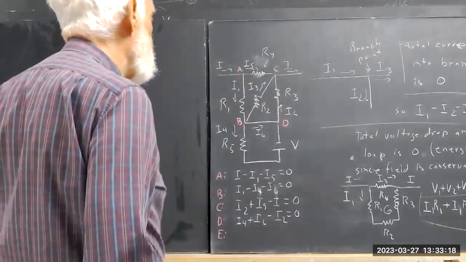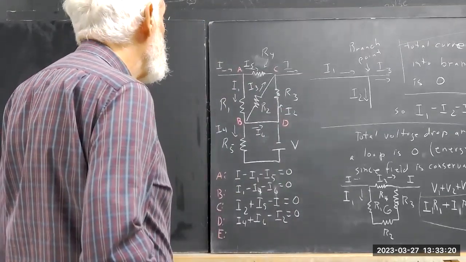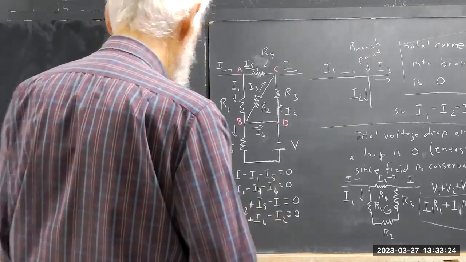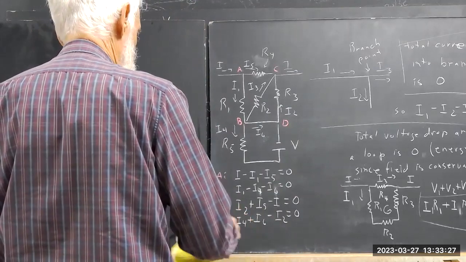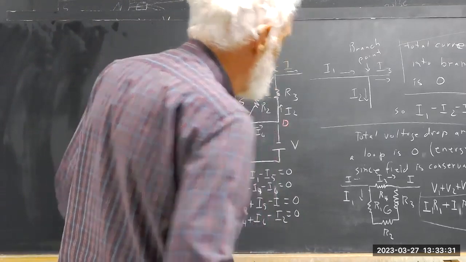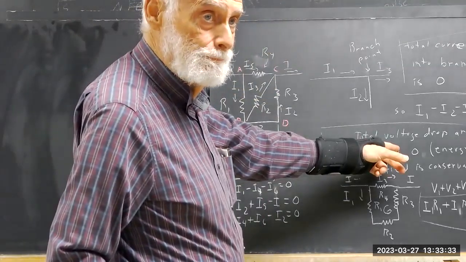We got this. Okay, well, there are only 4 branch points. Now we can do loops. Okay.